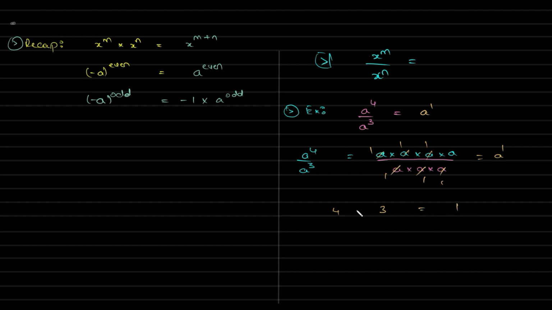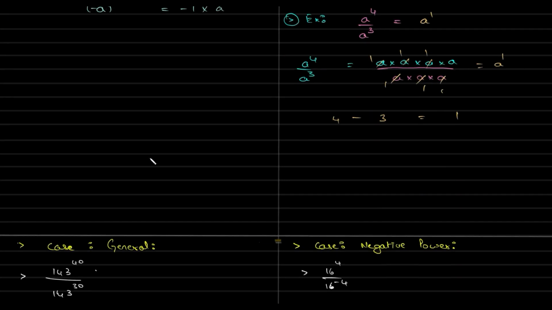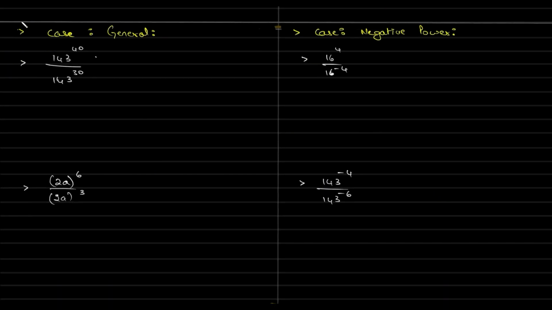So what kind of operation is happening? Is it addition, subtraction, multiplication, division? What is happening over here? It's subtraction. So basically x to the power of m divided by x to the power of n is x to the power of m, the numerator value, minus the denominator value. Right? Okay, we have a lot of questions from which we will understand this better.